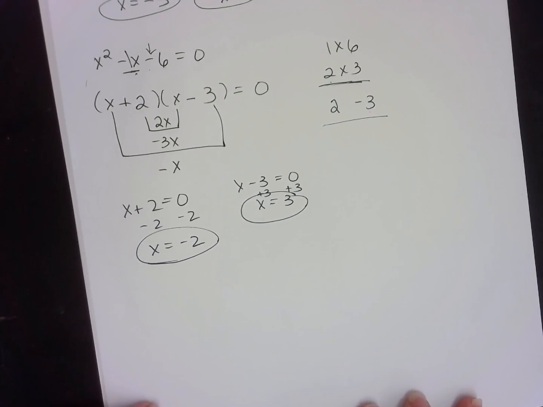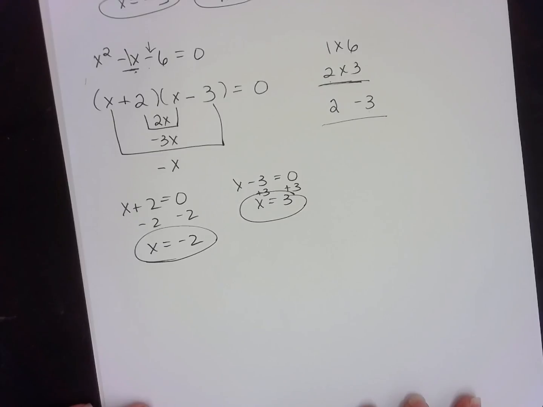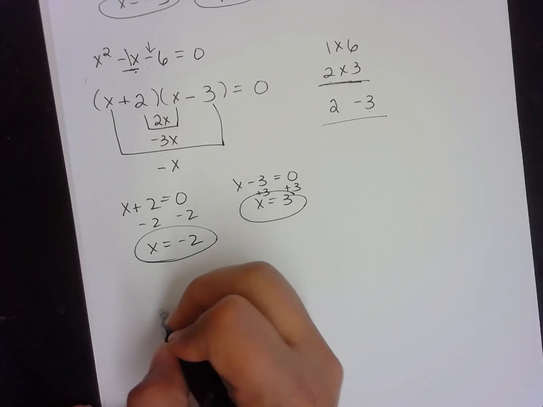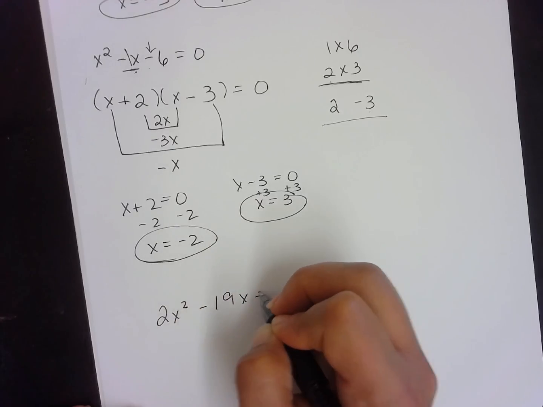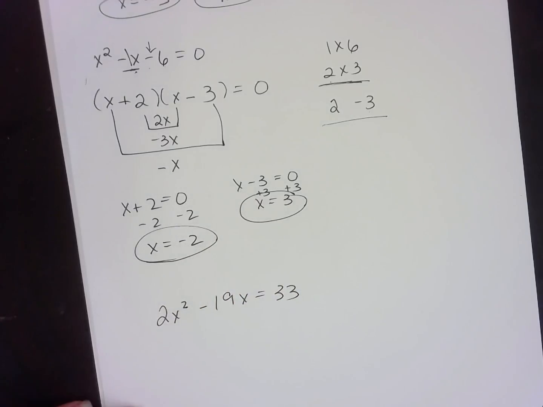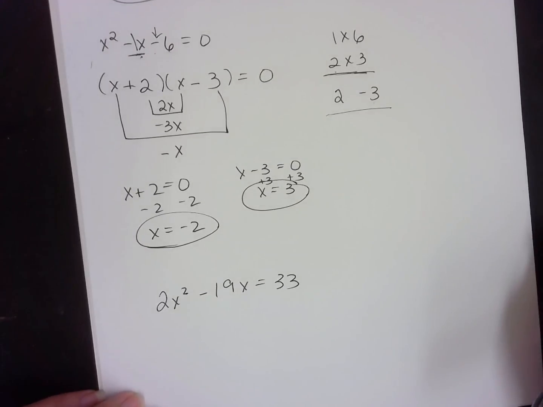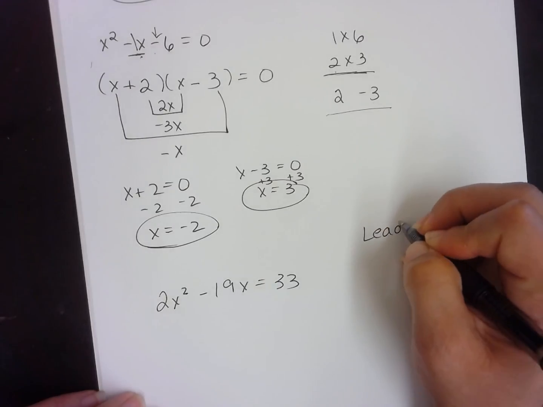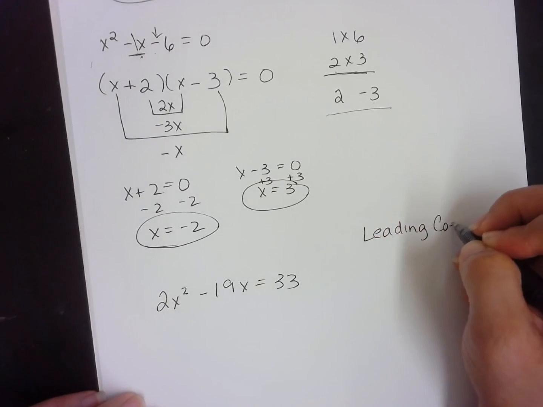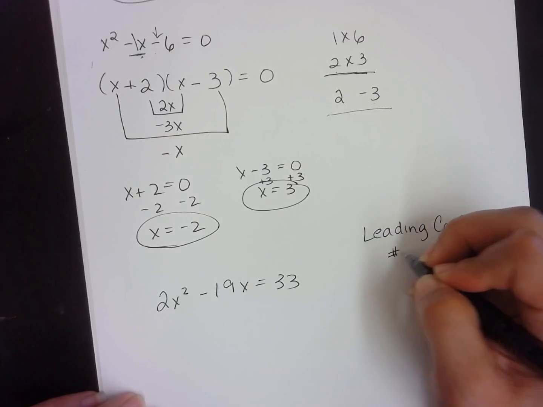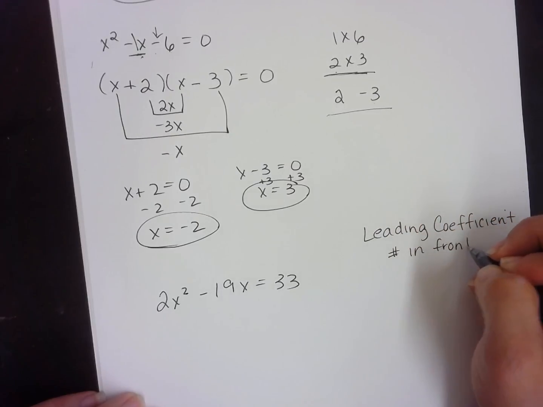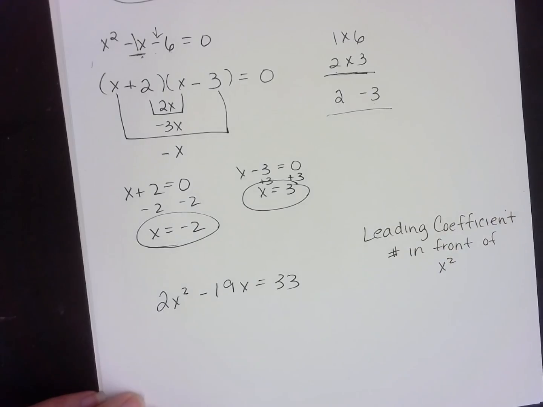So this time we're going to have a quadratic whose leading coefficient is not 1. So I have 2x squared minus 19x equals 33. Okay, so this has a couple of different problems. One, my leading coefficient is no longer 1. And by leading coefficient, I mean the number in front of the highest power of x. In this case, x squared, okay? So this is not 1.